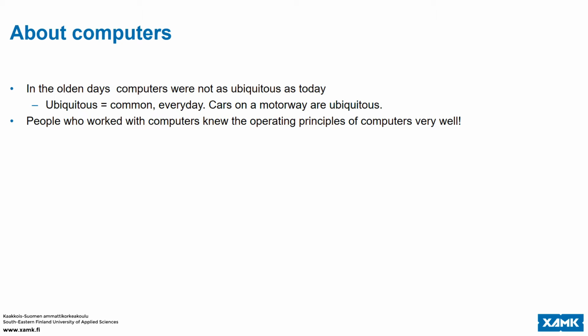To begin to understand how computer programs and program code work under the bonnet, we have to consider some history. So in the olden days, sometime in the 1950s, 1960s, maybe early 1970s even, computers were not really as commonplace as they are today. I've used the word ubiquitous here, ubiquitous meaning just commonplace, every day. Ubiquitous is the opposite of unique.